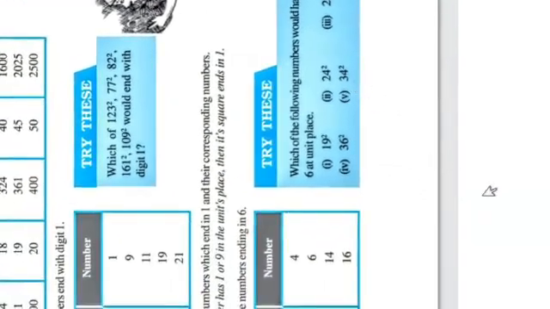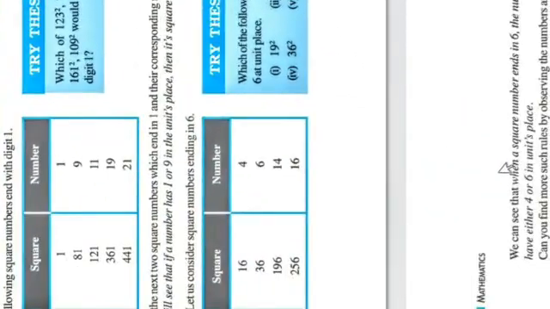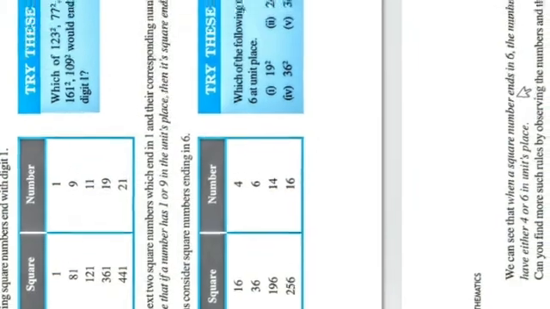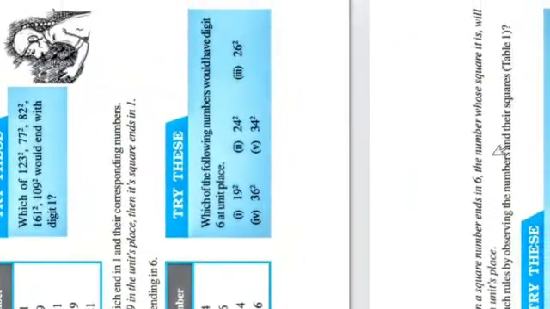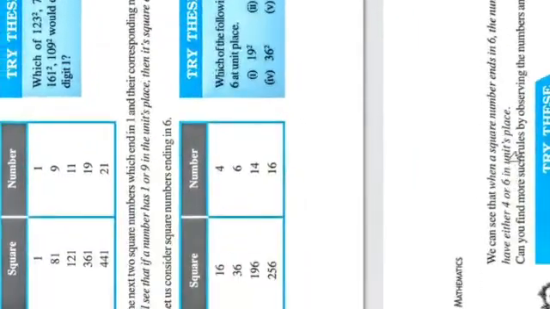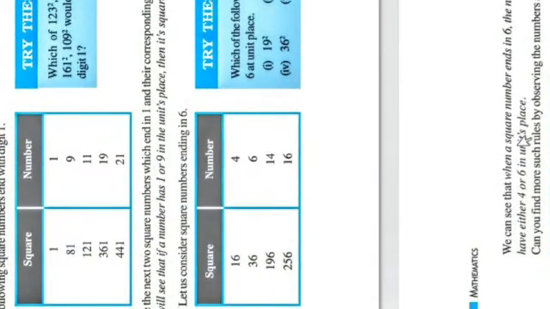Now further, we can see that when a square number ends with 6, the number whose square it is will have either 4 or 6 at unit place. Okay, so can you find such rules by observing the numbers and the squares? So you multiply other numbers also and see which numbers come at the unit place.